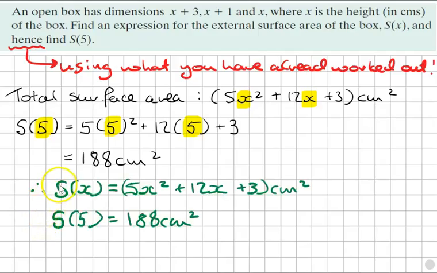So just to summarize, S of x is equal to 5x squared plus 12x plus 3 centimetres squared, and S of 5 is equal to 188 centimetres squared.